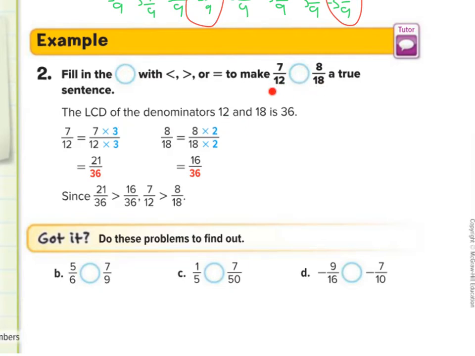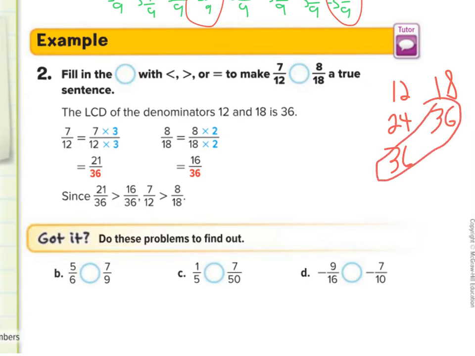So for 12 and 18, let's count by 12s and let's count by 18s. If I count by 12s, I would get 12, 24, 36. If I count by 18s, the first number is 18, the second one will be 36. There it is. That's my lowest common denominator, the first number they have in common. So now I have to look at, what do I do to that 12 to make it 36? Well, times 3, right? 1, 2, 3. So 12 times 3, whatever you do to the bottom, you must do to the top.